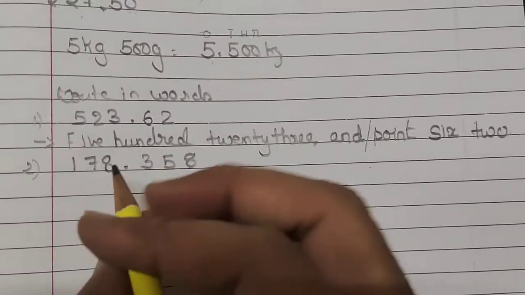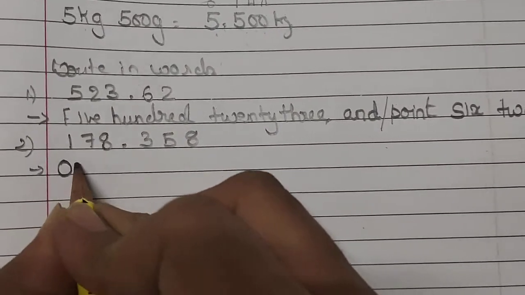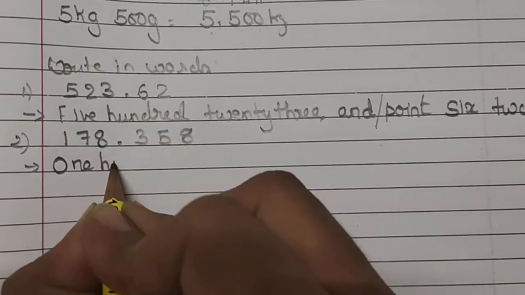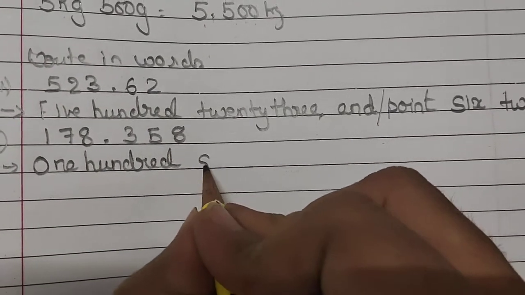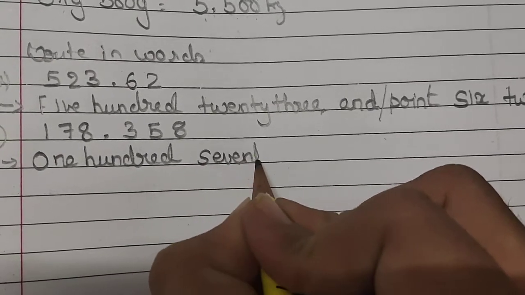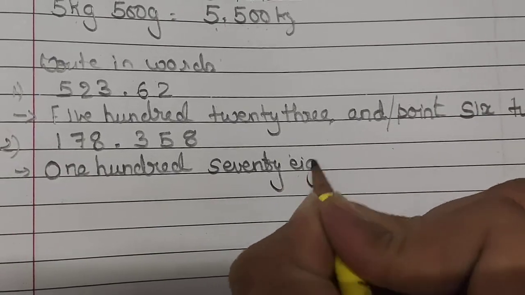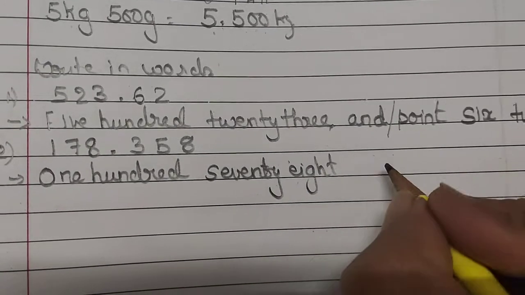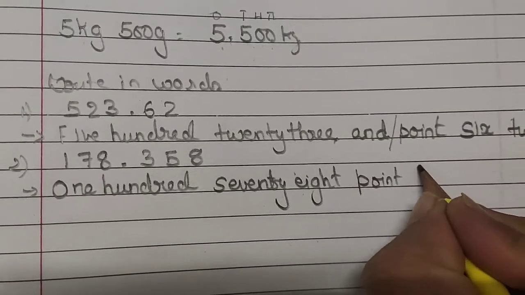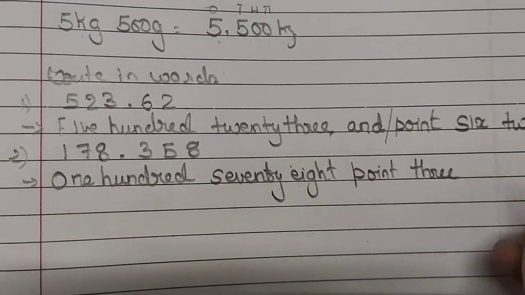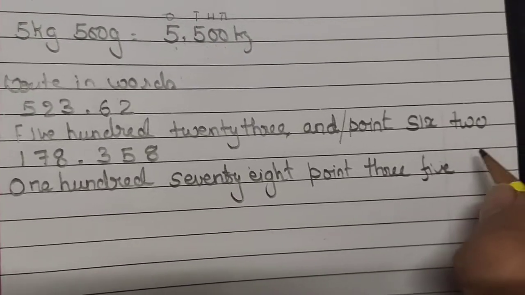If I take another number like this and want to write it in words, I will write 100, 78, point, 3, 5, 8.